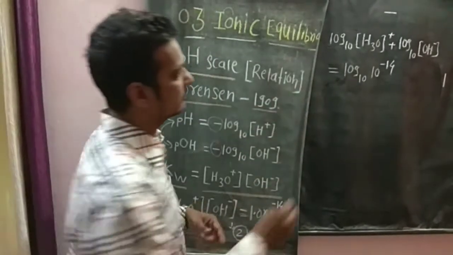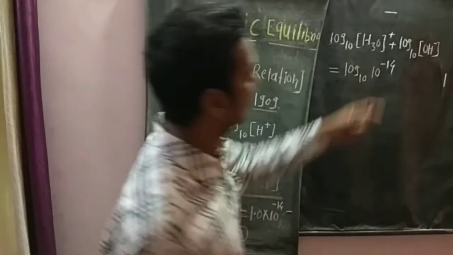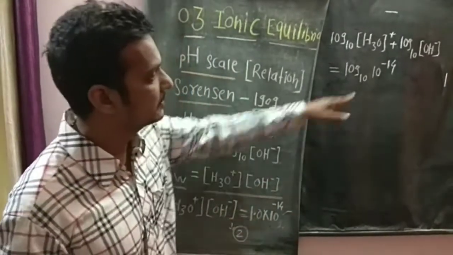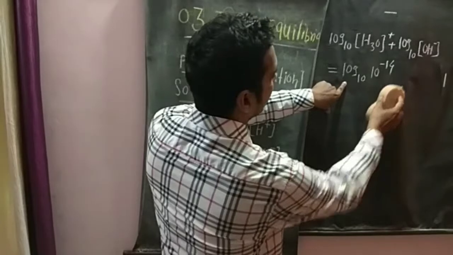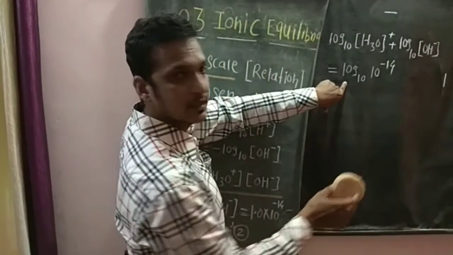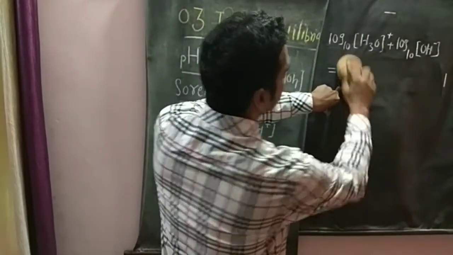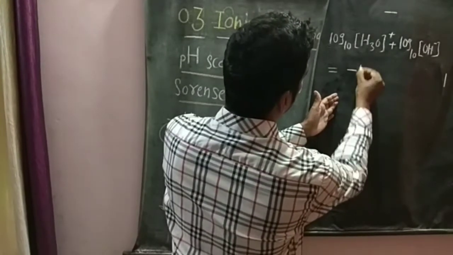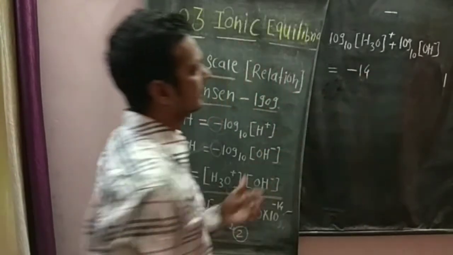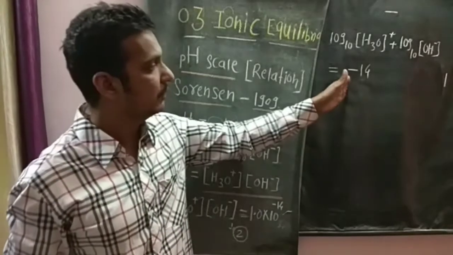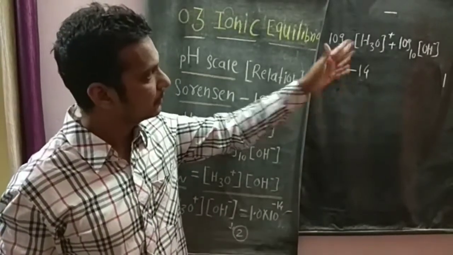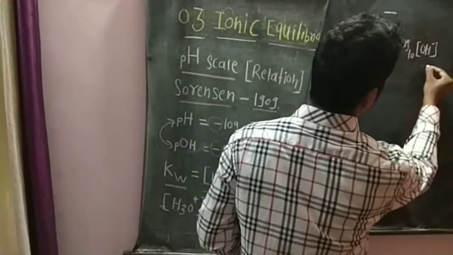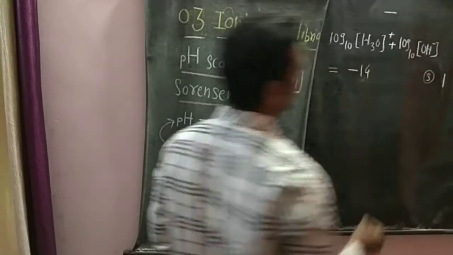So this equation becomes log to the base 10 concentration of H3O plus, plus log to the base 10 concentration of OH minus. When we simplify log to the base 10 of 10 raised to minus 14, we get minus 14. So this is equation number 3.